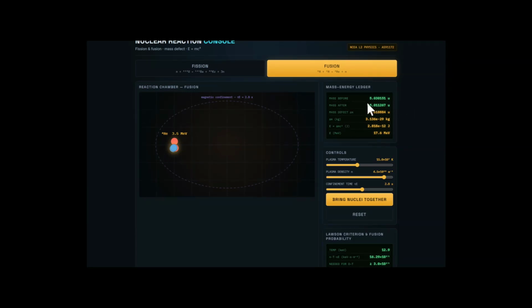So the mass before was 5.03151 U, which is atomic mass units. The mass afterwards, if you see there, is slightly different. A tiny, tiny amount different. But remember, we're going to be multiplying that by the speed of light, not speed of sound, speed of light squared. So the change is going to be a tiny amount, but when we multiply that, it's going to be, again, a tiny amount of energy, 2.8 times 10 to the negative 12 joules.